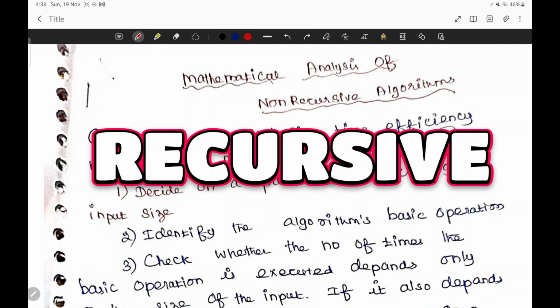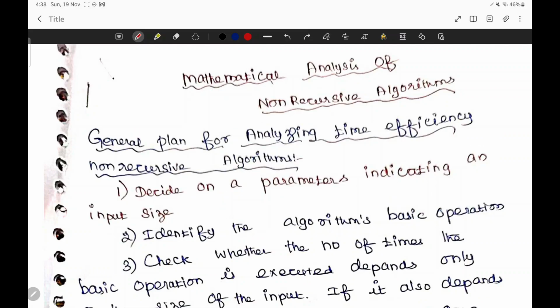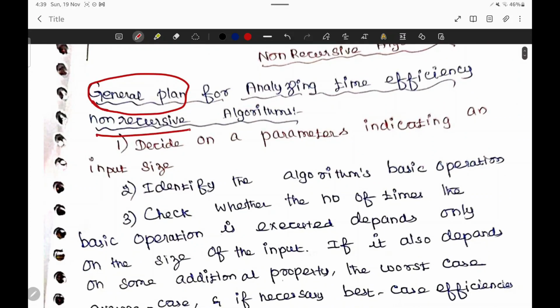Compared to recursive, the non-recursive algorithm is so simple. By using the limitation, we can find the time complexity of a particular algorithm, such as finding maximum and minimum, matrix multiplication, or uniqueness of elements. We can find any algorithm's time complexity easily with the help of this. First of all, we shall see the general plan for non-recursive algorithms.